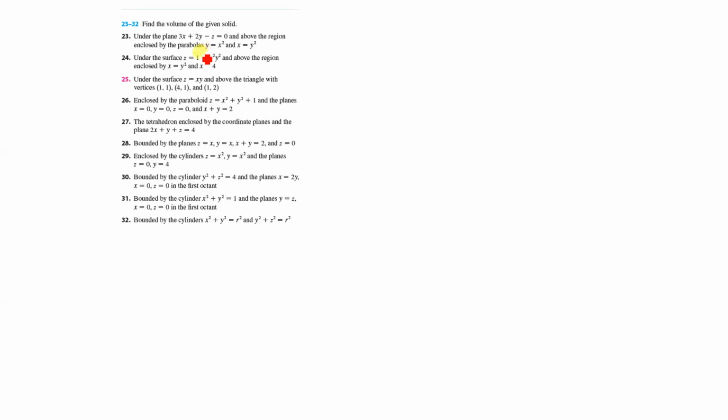Okay, there are a few more questions. We have to find the volume of the given solid, and we know that volume is the double integral of the surface along the region D. So for this we have to identify the surface f(x,y) and the region D, type 1 or type 2. The first question is to find the volume of the given solid under the plane 3x plus 2y minus z is equal to 0 and above the region enclosed by the parabolas. So region D is defined by the region between these two curves, and f(x,y) can be extracted from this equation, that is, the value of z would be f(x,y) in this case.